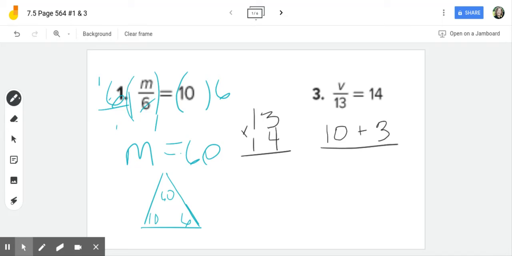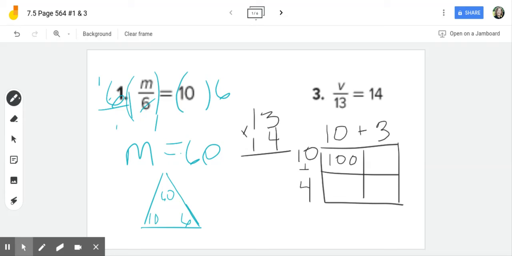Remember, this is the same as decomposing these numbers. 10 plus 3 times 10 plus 4. And again, I like to do things differently sometimes because I just get bored. What's 10 times 10? 100. 10 times 3 is 30. And this is like an area model.